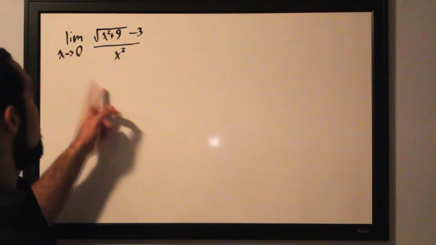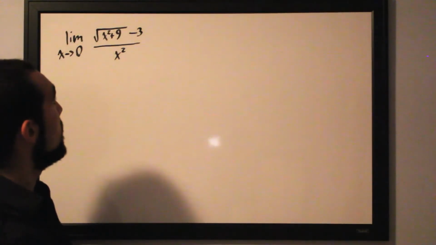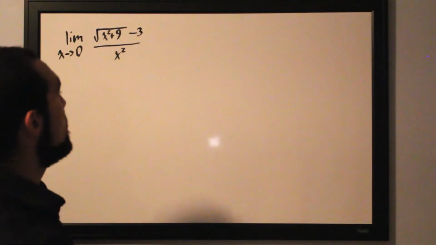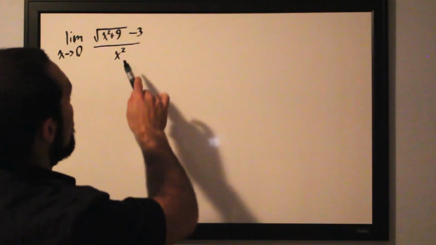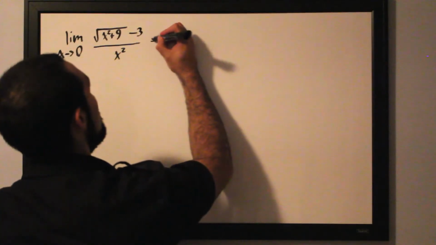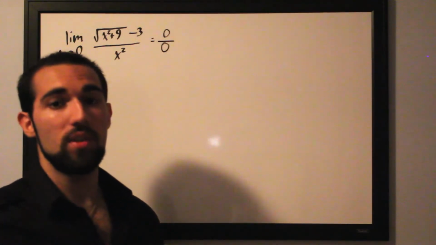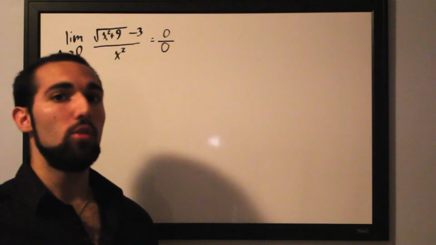But in a problem like this, let's try plugging in 0. If we were to try plugging in 0 into this function over here, we would get 0 plus 9, the square root of 9 is going to be equal to 3, so 3 minus 3 is equal to 0 in the numerator, and then you got 0 in the denominator. So yes, this does equal 0 over 0. So this is called an indeterminate form. This is where we need to algebraically manipulate the problem a little bit before we can carry on.